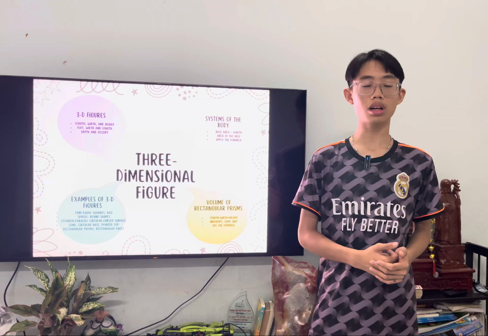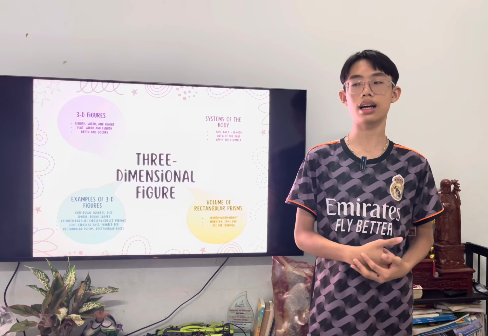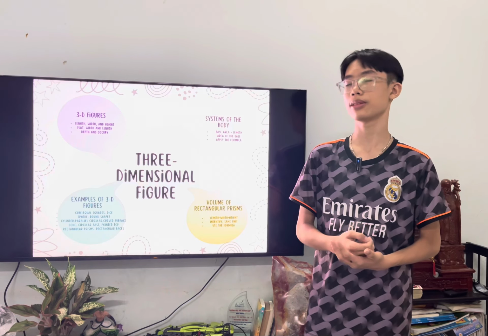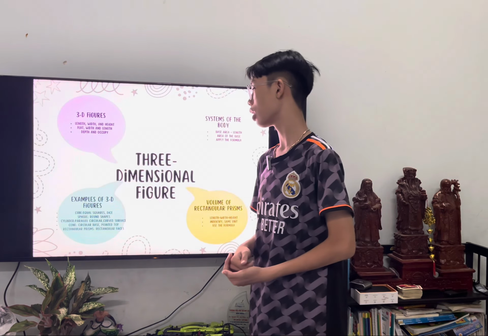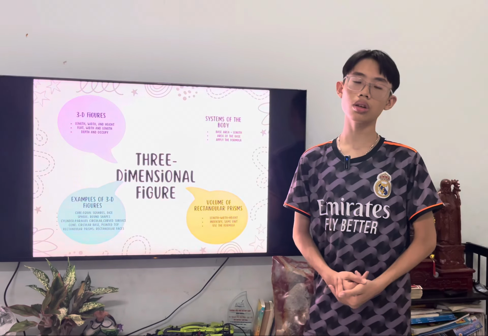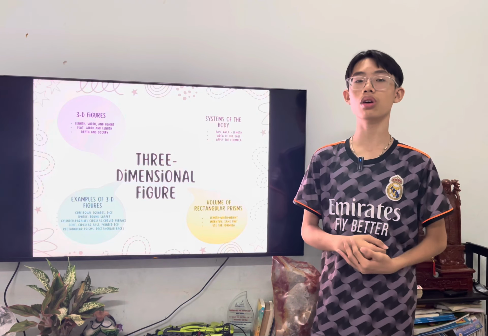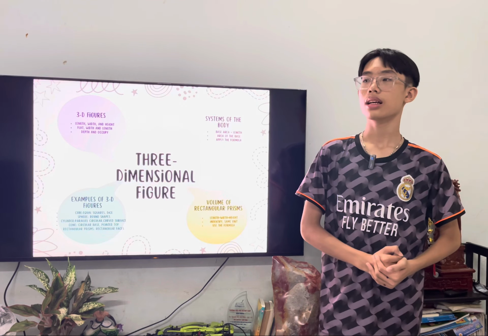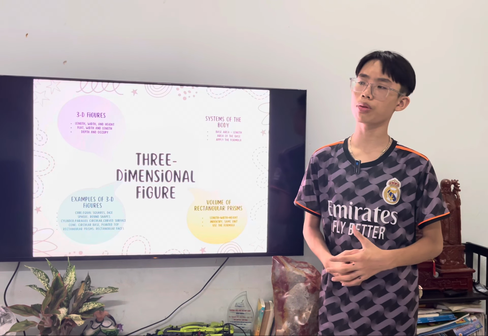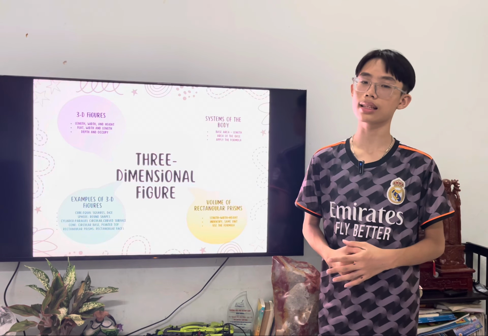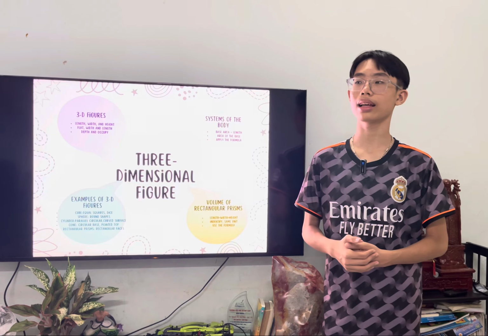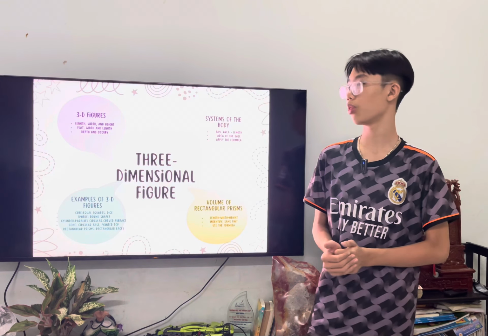So let's talk about the differences. We talk in detail about each shape. First, the 3D figure is the cube. The cube has six equal squares, and an example of a cube is the dice we play with on the board.